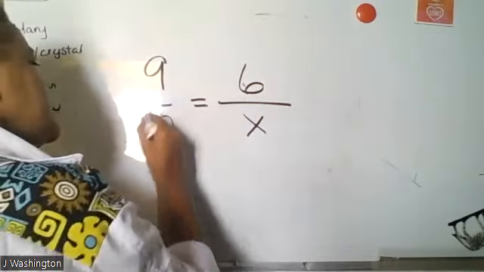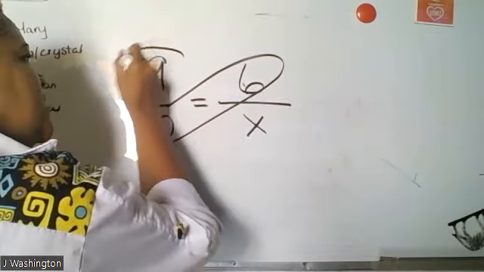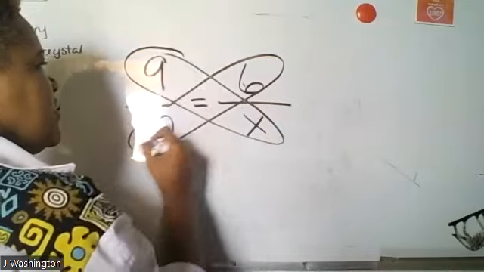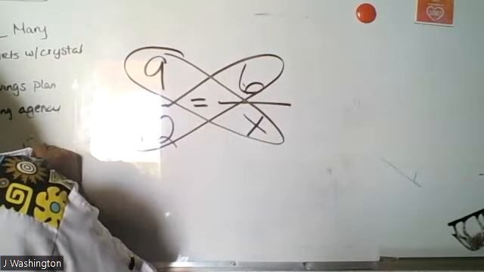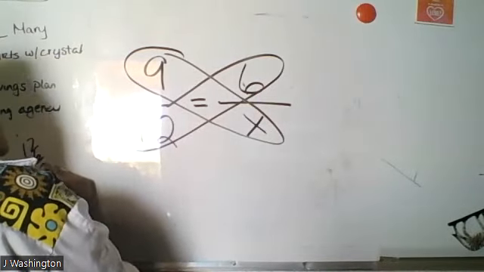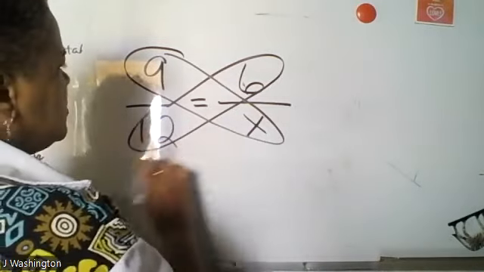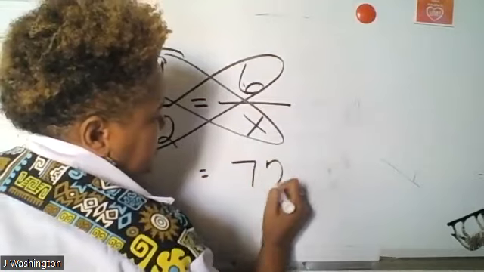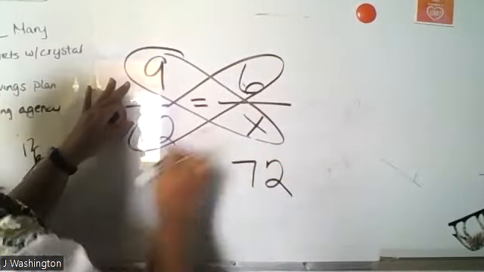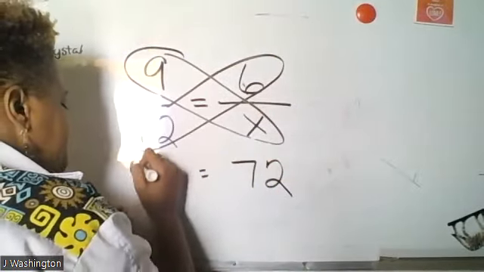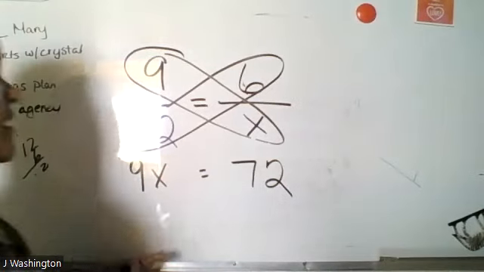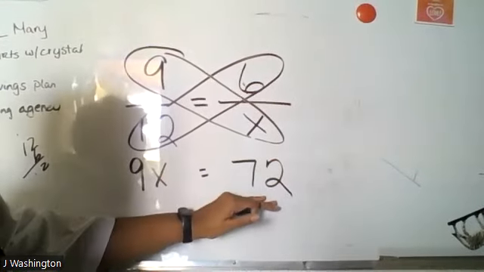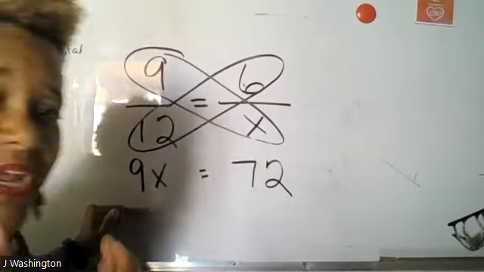So let's go ahead and set up our cross multiplication. 12 times 6, let's work it out, babies. I've got a 72. So 12 times 6 equals, I'm going to put over here, 72. 9 times x equals 9x. So 9x equals 72, but I've got to figure out what x is by himself.